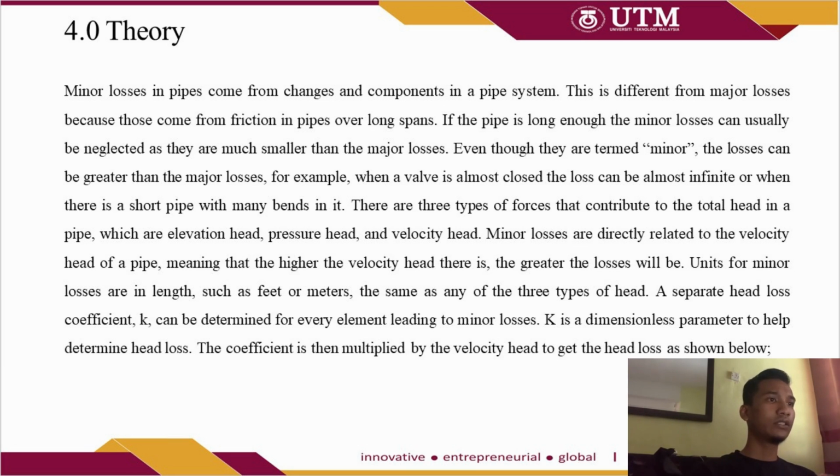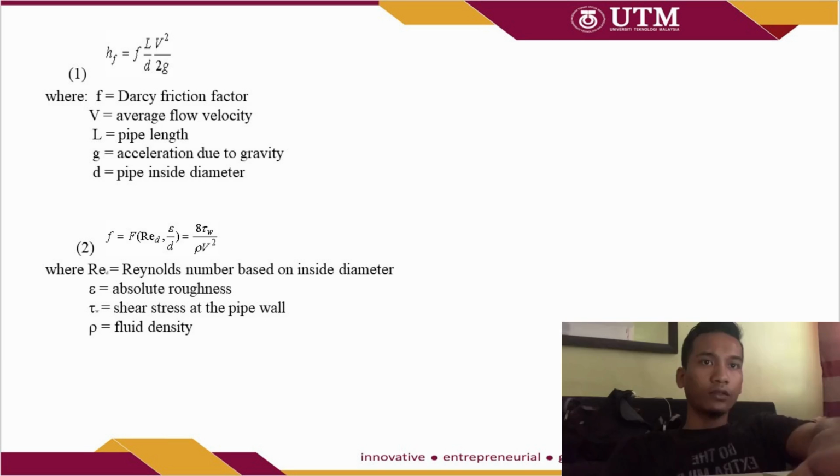Units for minor losses are in length, such as feet or meters, the same as any of the three types of head. A separate head loss coefficient, which is K, can be determined for every element leading to minor losses. K is a dimensionless parameter to help determine head loss. The coefficient is then multiplied by the velocity head to get the head loss as shown below. This is equation 1.